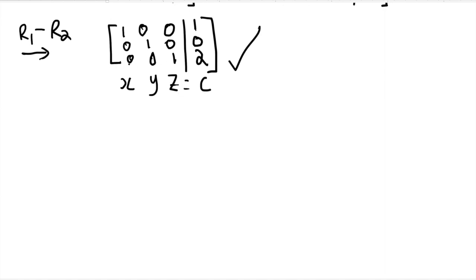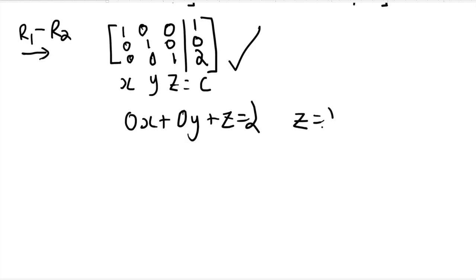And so then if we start off with the third row, we have 0x plus 0y plus z is equal to 2. And so this tells us z equals 2. Similarly, from the second row, we can get that y is equal to 0. And then from the first row, we can get that x is equal to 1. And that's it. We have solved the simultaneous equation, and we have put the matrix into reduced row echelon form.